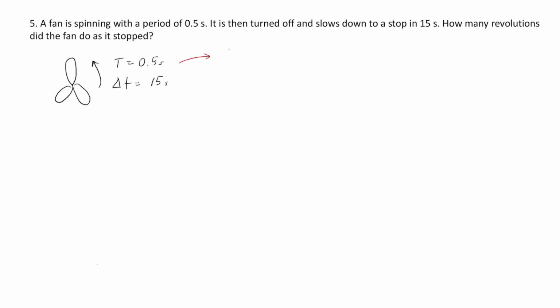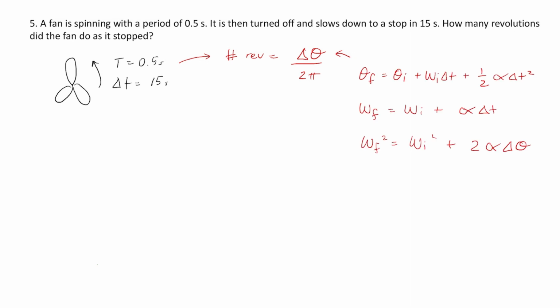And now remember, when you're finding the number of revolutions, you can use this equation, which says that the number of revolutions is equal to the change in angular position divided by 2 pi. Now, how do you find the change in angular position? Well, you can use any of these three equations. And now remember, these are just like our kinematic equations, but they're dealing with angular position and angular velocity and angular acceleration. And now I will choose this equation to solve for the change in angular position.